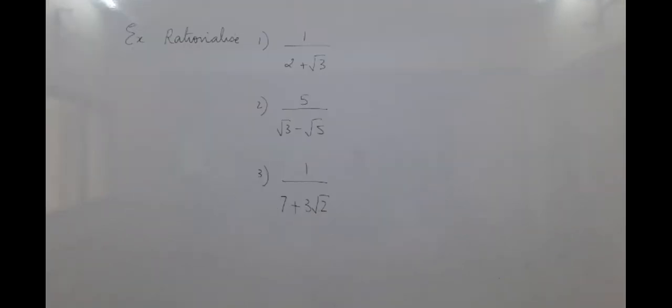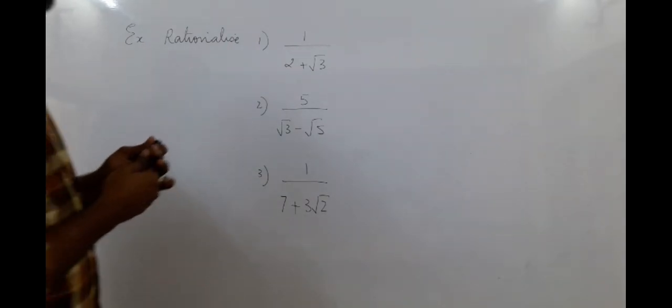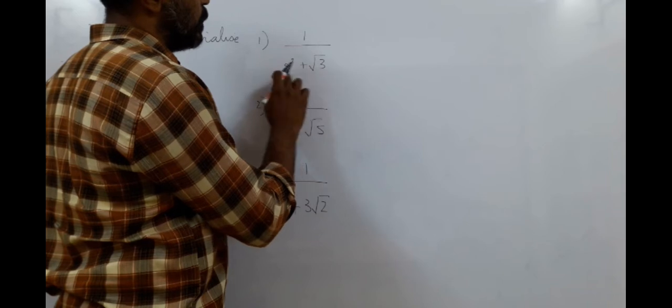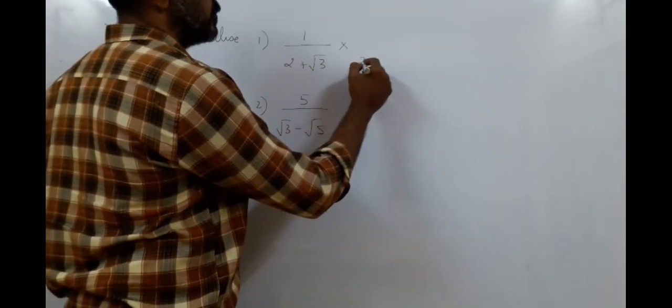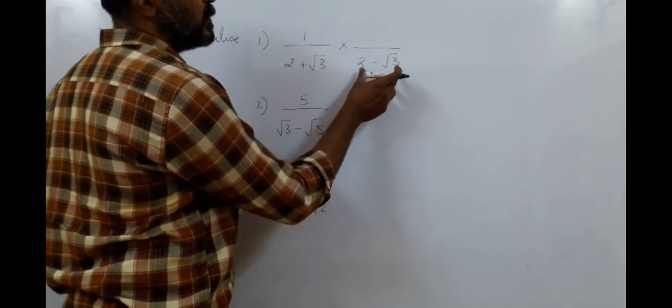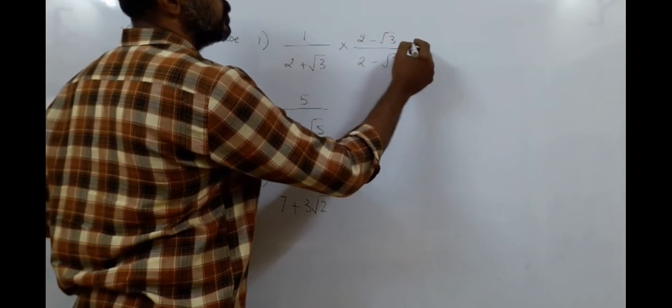These are 3 examples given in the book. You have to rationalize the denominator. I have not mentioned here, rationalize the denominator. So this is a very simple step. Now I hope you have followed. It is a plus b, 2 plus root 3. So what is the rationalizing factor? 2 minus root 3. So we have multiplied this by the denominator, and the same thing by the numerator also.